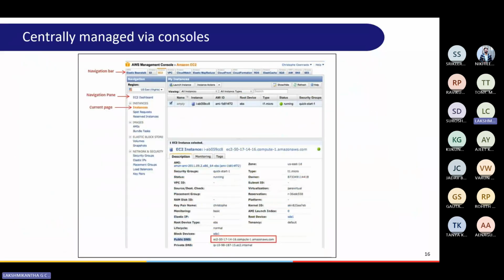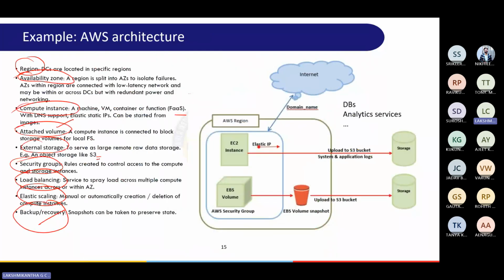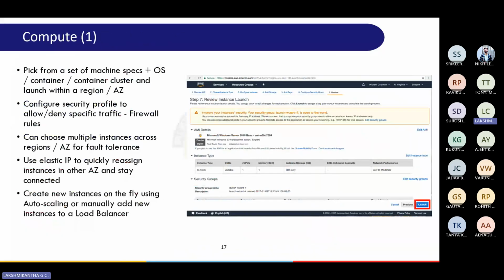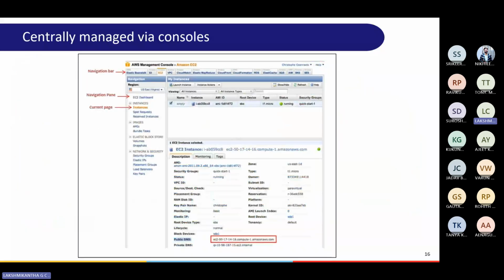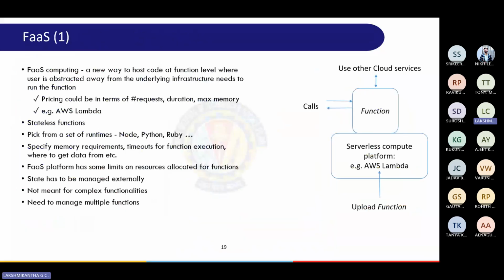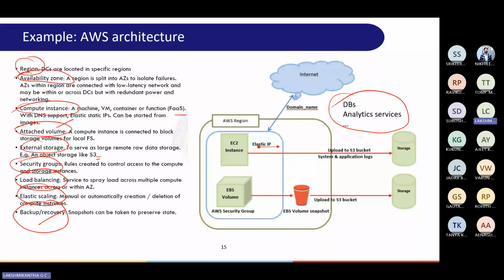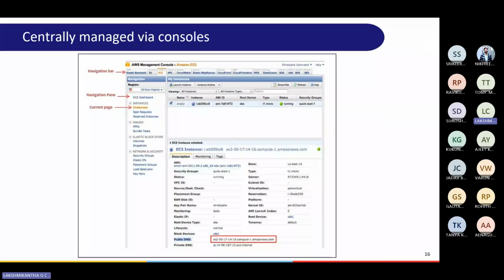Okay, somewhere we have not mentioned that, but yes, it is important. DBs and analytical services. And you can see one more very important point, that is centrally managed via console. Somewhere we have taken that point. I don't know where it is mentioned. But yes, guys, let me explain this. Yeah, here. Centrally managed via console. Guys, all these services are managed via a single web interface or through command line tools and APIs.